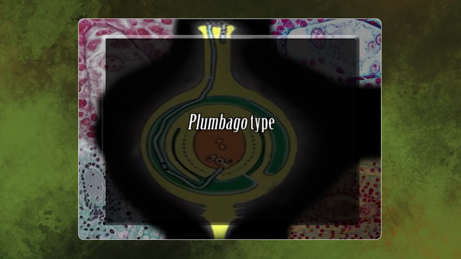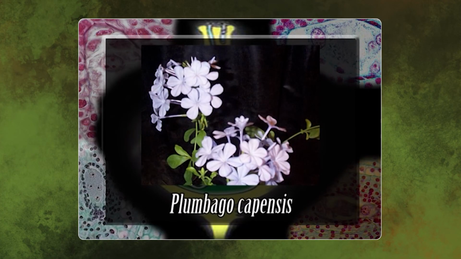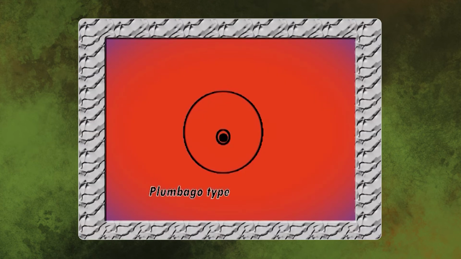Now, let us discuss Plumbago type. Hofmeister in 1934 reported this type of embryo sac development in Plumbago capensis. The 4 nuclei of the coenomegaspore are arranged in a crosswise fashion. They undergo another division resulting in 8 free nuclei arranged in 4 pairs. A nucleus of the micropylar pair is now cut off to form the lenticular egg cell.